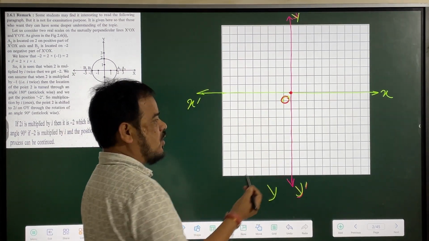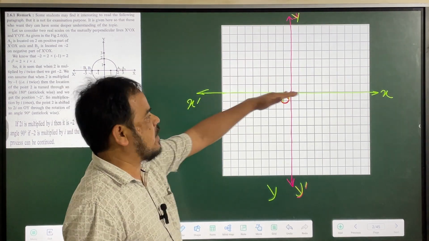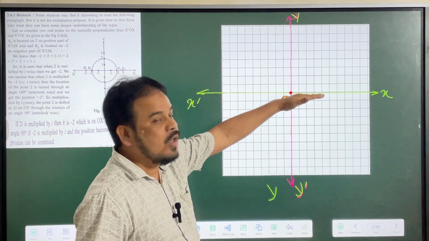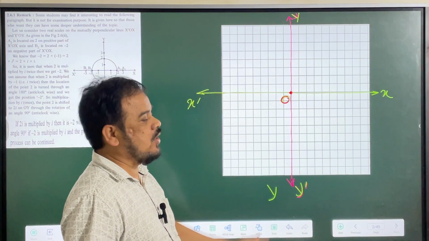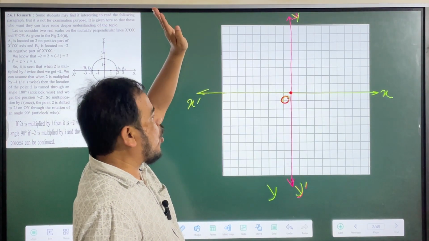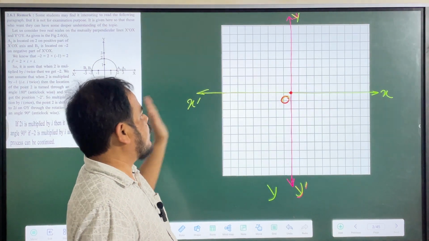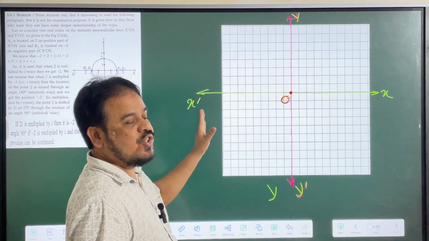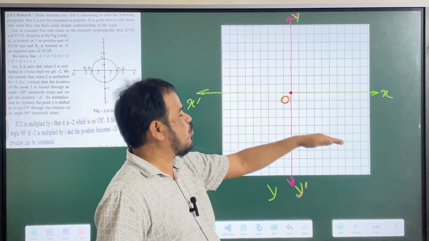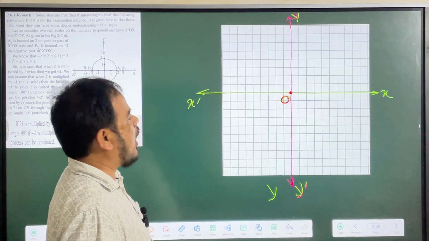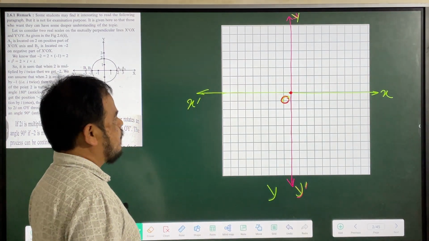Those who have forgotten, please learn now also. This is called the x-axis, this is called the y-axis. The x-axis is also called the real axis and the y-axis is called the imaginary axis. On the upper side all y is positive, on the downside y is negative, on the left side of the origin all x is negative, and on the right-hand side of the origin all x will be positive. So that is what you have to remember.